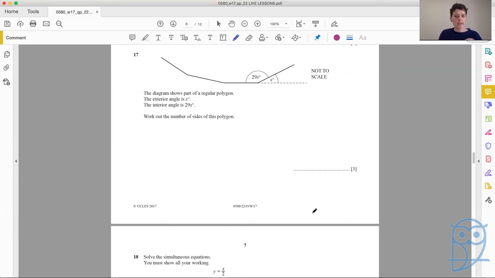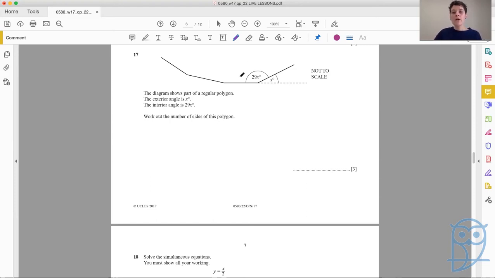So we need to think a little bit, okay? It would help if we knew what an x was, because then, of course, we know what that exterior angle is. And we know that the sum of all the exterior angles on a regular polygon is going to be 360. So if we can get x, we can then say how many x's fit into 360, and therefore, how many sides do we have?